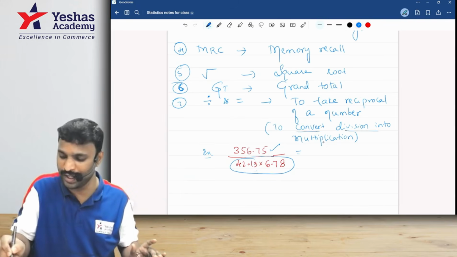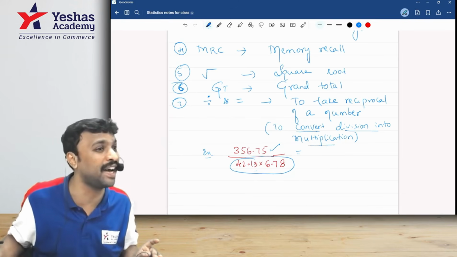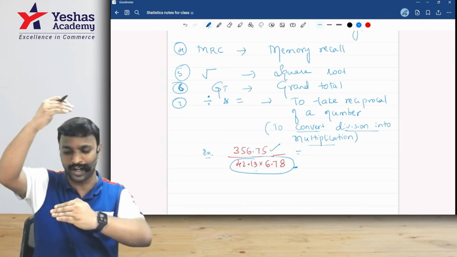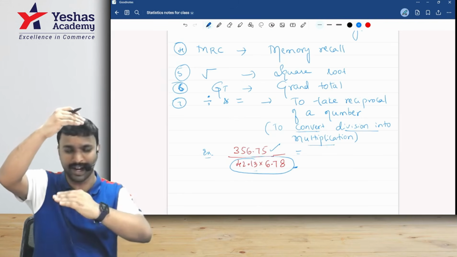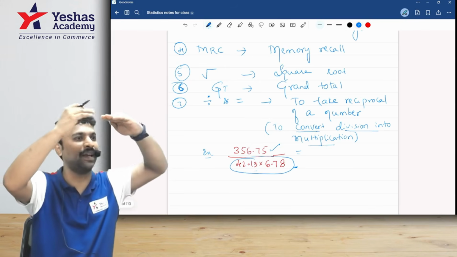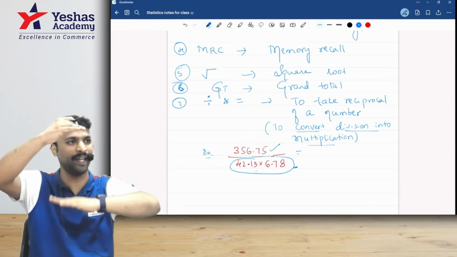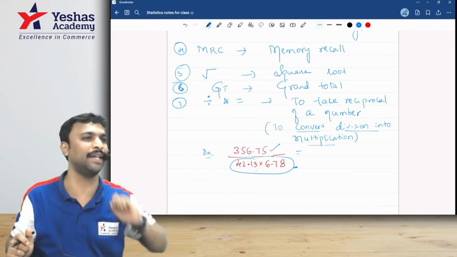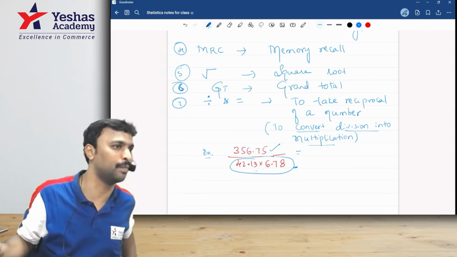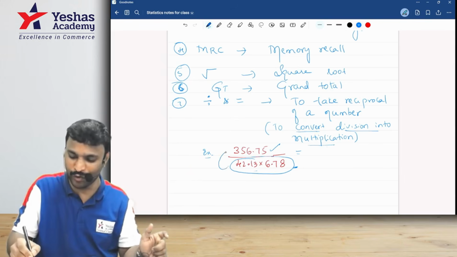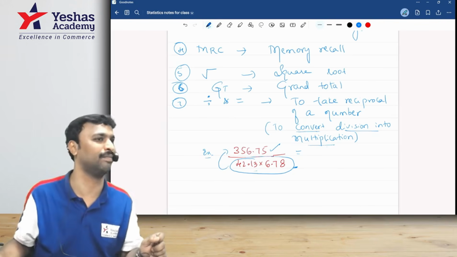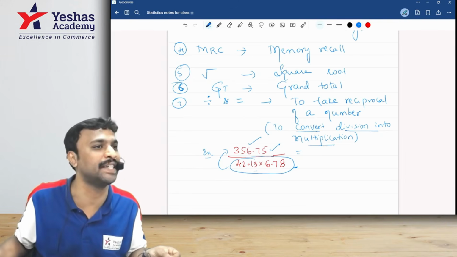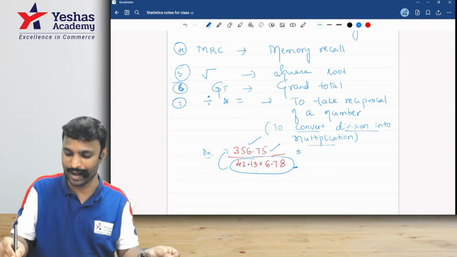What did I say? To convert division into multiplication, we use what? Divide equal to button. We solve the denominator. I don't want to divide 356.75 by that value. Rather, I would take this value up and multiply with the numerator. If I want to take the denominator value up and multiply with the numerator, what should I do? Press a divide by button and equal to button. By doing so, this value would go up as its reciprocal. Just now press into button, multiply with what? 356.75. How much is it?